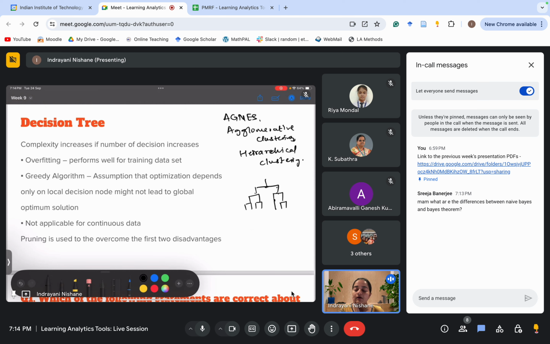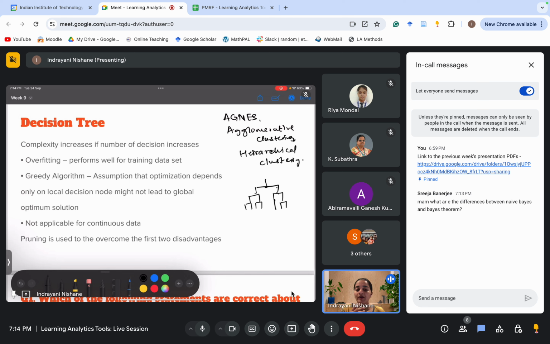In doing so, what we end up doing is overfitting, so it will have 100% accuracy for the training data set, because we are taking care of each and every minute condition, each minute deviation in the values of the feature, and we assume that such minute deviation at the local level will give us the optimized result. So the optimization depends on the minute local level, and hence it is called a greedy algorithm. These are the two problems with decision tree: it is a greedy algorithm and it has the problem of overfitting.